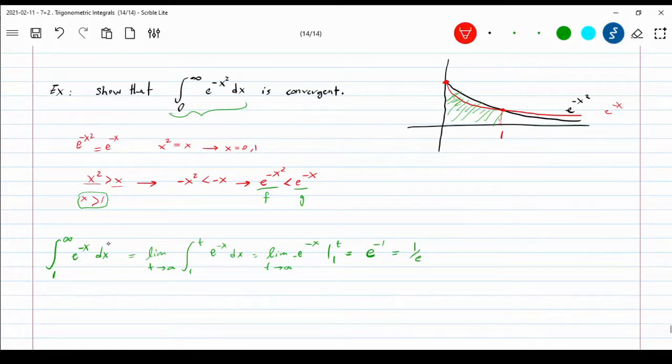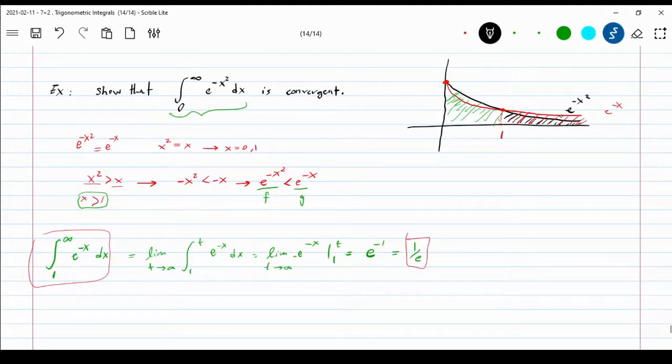So what does it tell me? It tells me that this integral is finite, and the integral is 1 over e. That means this red section is bounded. What does it tell me about the area under the graph of e to the negative x squared?